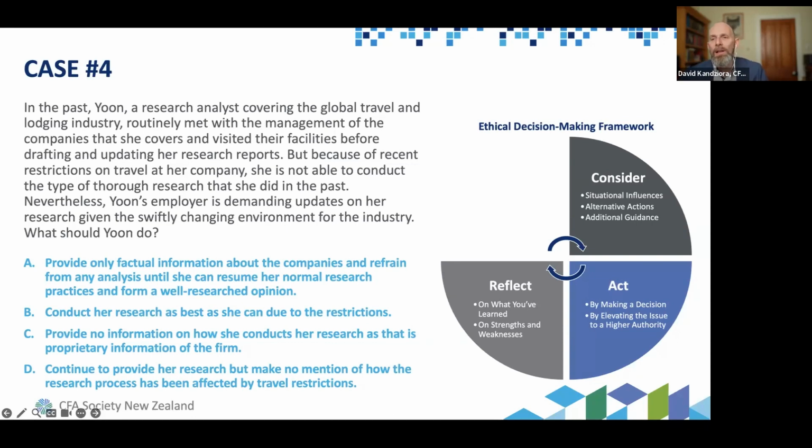So figuring out what the best option should have been and then how she could make any disclosures. The CFAI machine, turn the handle on the framework, comes out with B in this particular case. But again, B with appropriate disclosures about potentially affecting the research.